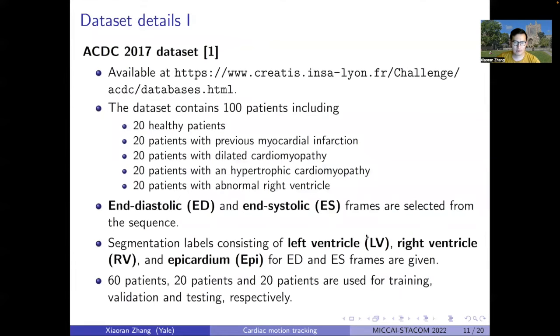We validate the effectiveness of our proposed methods on the publicly available ACDC 2017 dataset. It contains 100 patients including the full 5 categories with even split: healthy, previous myocardial infarction, dilated cardiomyopathy, hypertrophic cardiomyopathy, and abnormal right ventricle. Segmentation labels of left ventricle, RV, epicardium, and boundaries for end-diastolic and end-systolic frames are given in the dataset. For this data, we use 60 patients for training, 20 for validation, and 20 for testing after a random shuffle.